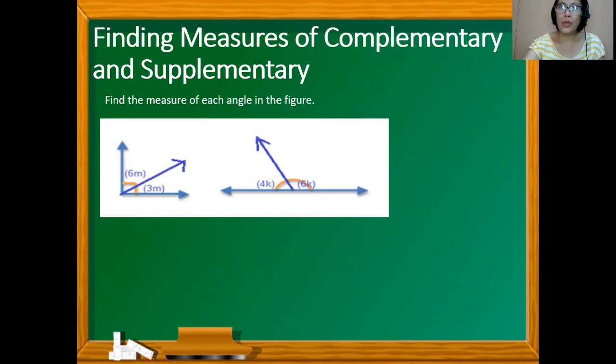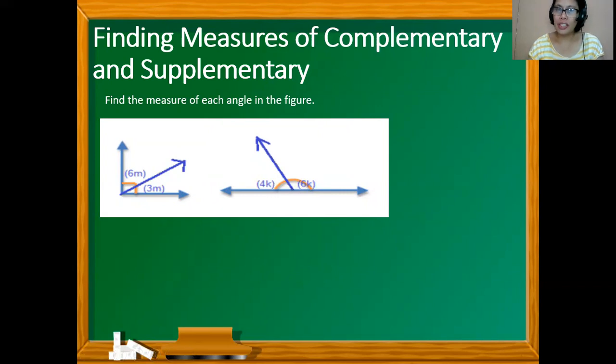Now, we're going to find measures of complementary and supplementary angles. In this figure, since the two angles form a right angle, we call this pair complementary angles, while these angles in the second figure are supplementary because their sum is equal to 180 degrees.